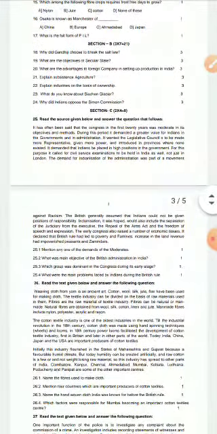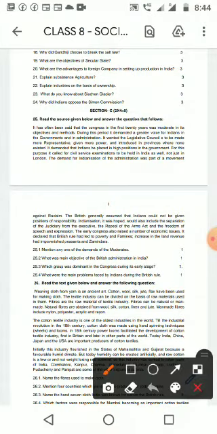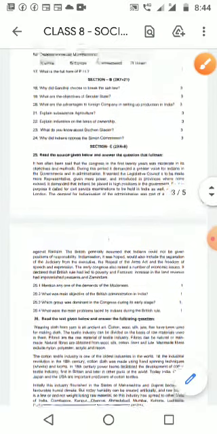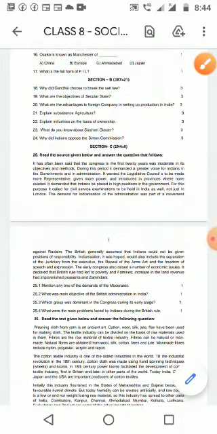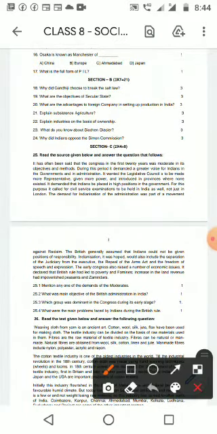Then section B: why did Gandhiji choose to break the salt law? This is not from our particular lessons, but from the CBSE question paper. What they have given, from that I am using. If we get a question like this, what do we want to write? We want to write a point-wise answer.